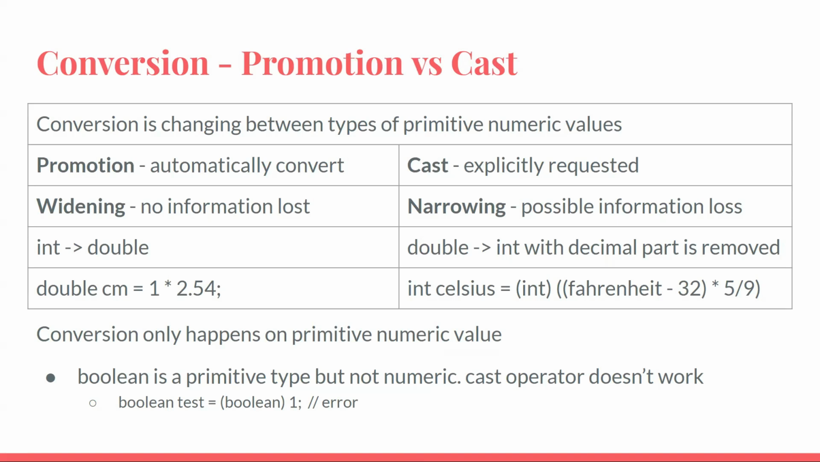A quick note about Boolean. In other programming languages, Boolean is sometimes considered a numeric value, similar to a 1 or a 0. Java is strict that the Boolean is not numeric. There is no casting or promotion from Booleans.